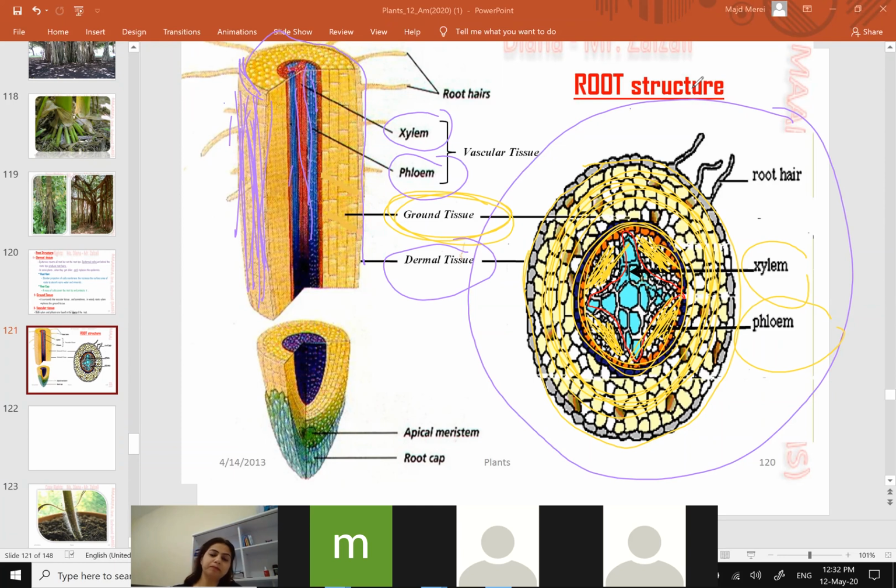What about the third tissue, the ground tissue? It is surrounding the xylem and phloem, the vascular tissue. This part here represents the ground tissue. Do you have any question? Thank you. Notice this part here.